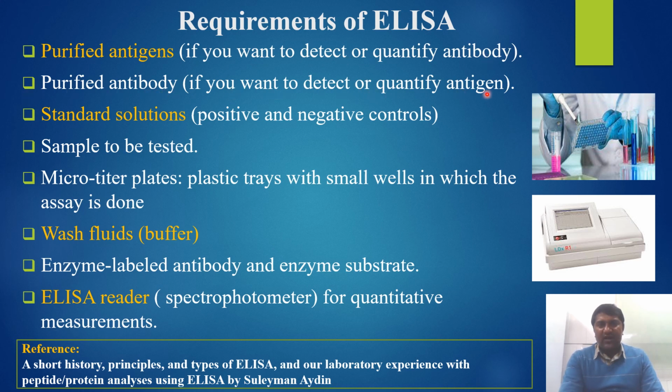and standard solutions, positive and negative controls, the sample to be tested, and microtiter plates, which are plastic trays with small wells in which the assay is done. Then the wash fluids or buffer, enzyme-labeled antibodies and enzyme substrate, and to perform this ELISA, you need an ELISA reader. It is very important to quantify and observe the OD value, for quantitative measurement. In this picture you can see the performance of the ELISA, and this is the ELISA reader.